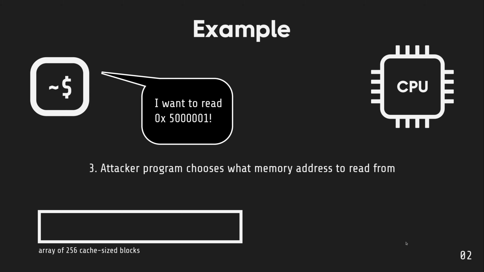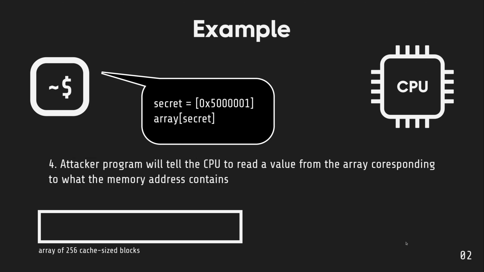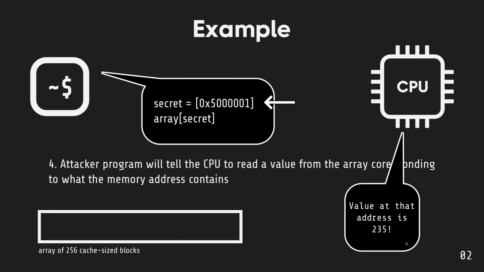right? Then it chooses the memory address it wants to read, and then it runs the following code, where it loads the value that's in that memory address, that byte, into a variable, and then it loads the array with the index of that variable, right? So say the value at 0x50 whatever is 235, it will load block number 235 into cache, right?